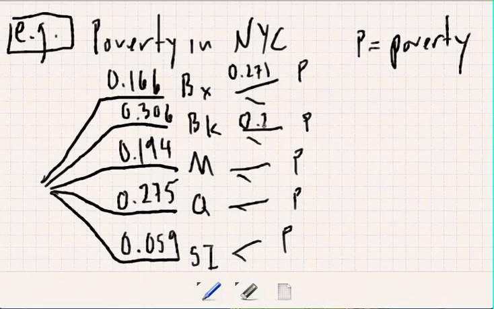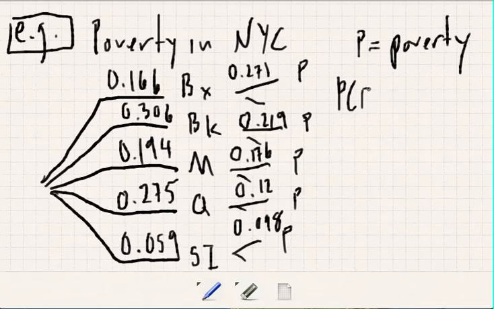In Brooklyn, 21.9% live in poverty. In Manhattan, 17.6% live in poverty. In Queens, 12% live in poverty. And in Staten Island, 9.8% live in poverty. So these are conditional probabilities that say, what's the probability that you live in poverty given that you live in the Bronx, etc.